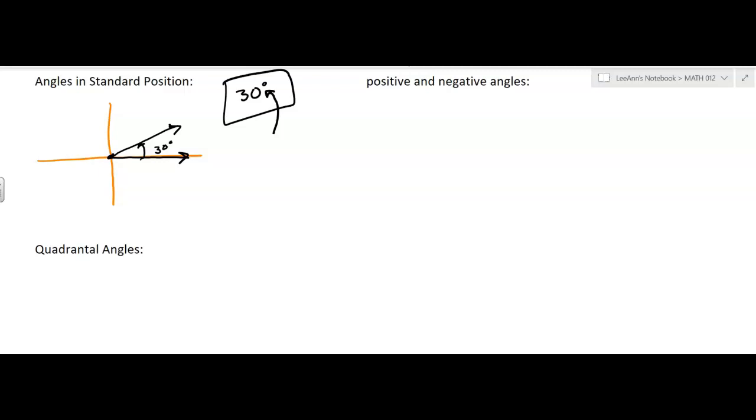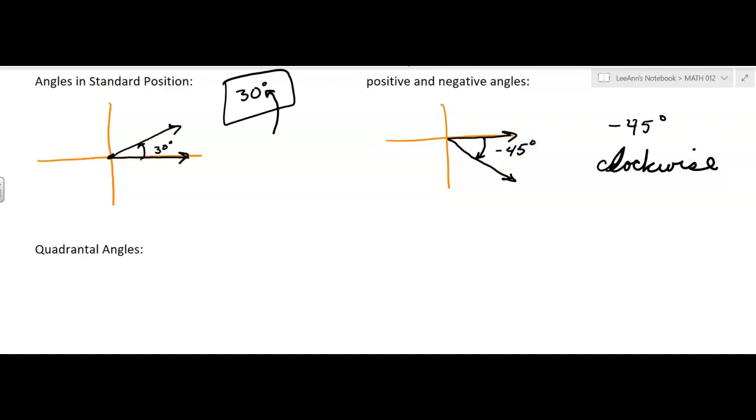So let me go back to our quadrant system then. So we just had drawn a 30-degree angle. But what if we had something like a negative 45-degree angle? Well, then you would have the initial side here, and then it's going to be down here. It's going to measure this way, clockwise. So we measure these clockwise when it's negative, okay? So this would be a negative 45-degree angle, okay?